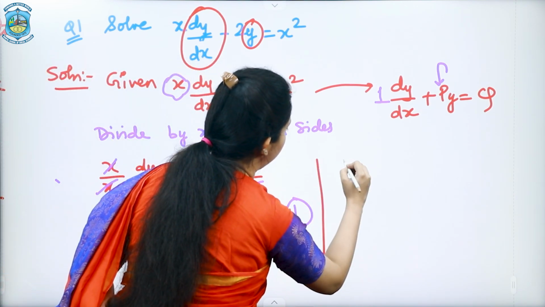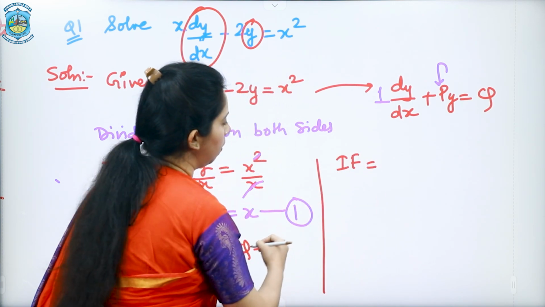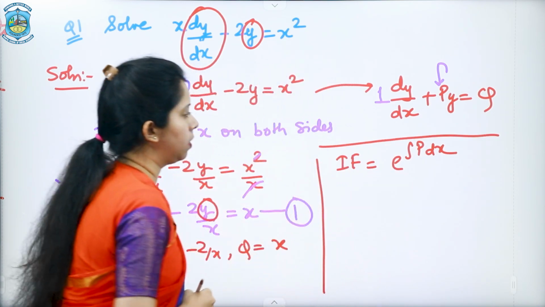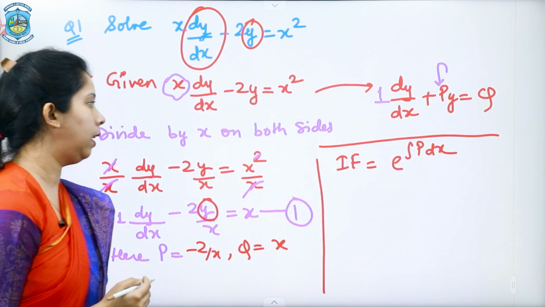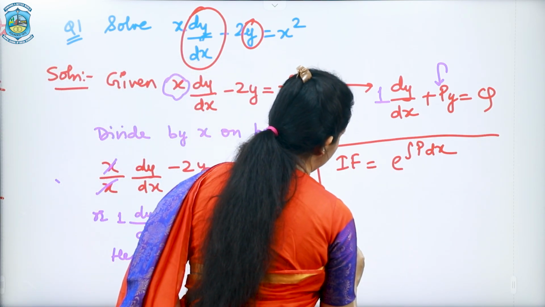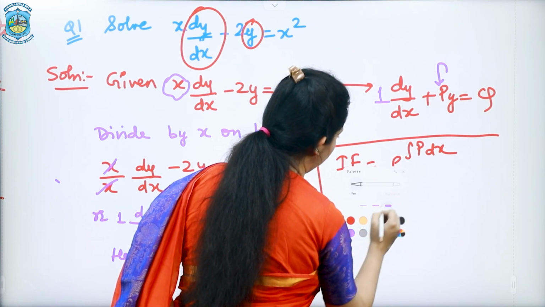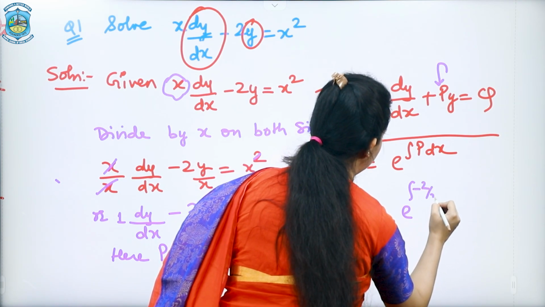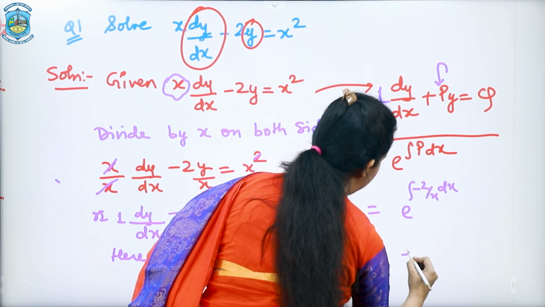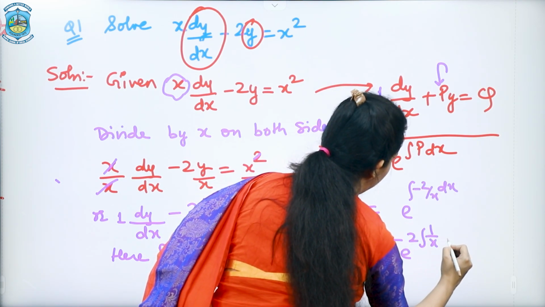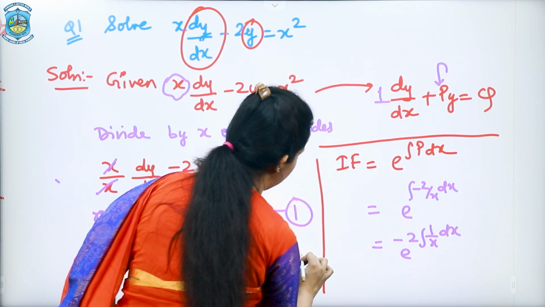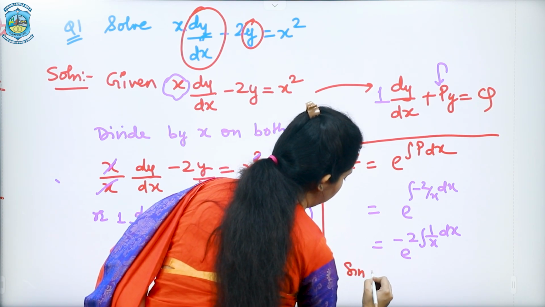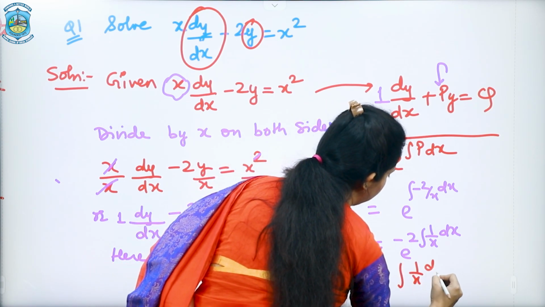Next step is we will find the integrating factor. It is given by the formula IF is equal to e raised to integral p dx. Substitute the value of p and integrate it. Here the value of p is minus 2 by x, dx. We can take minus 2 out of this integration, and as we all know, integration of 1 upon x dx is log x.